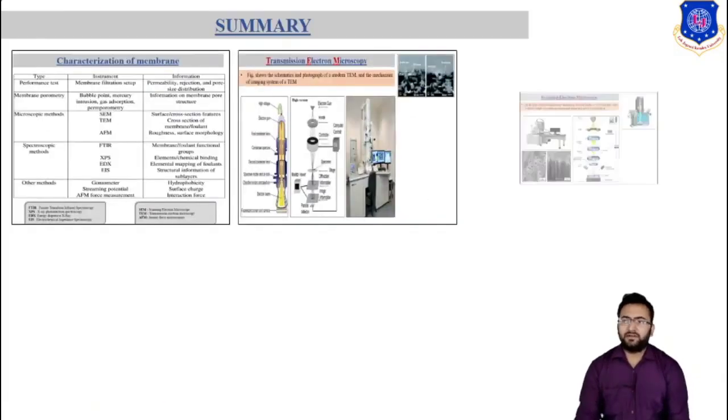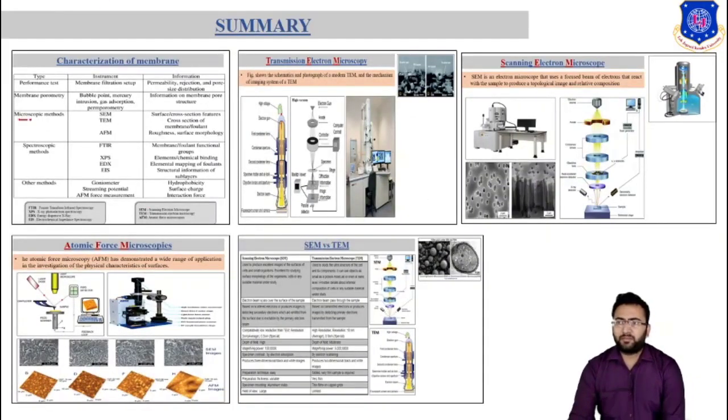So in this lecture, we discussed the various microscopic methods for the characterization of membranes, such as SEM, TEM and AFM, which are used to generate images of the surface and cross section, to understand the bonding between the membrane, to generate images of the cross section of the membrane or foulant, or to generate images of roughness and surface morphology. Then we discussed transmission electron microscopy, and SEM, which means scanning electron microscopy. Then we talked about atomic force microscopy.